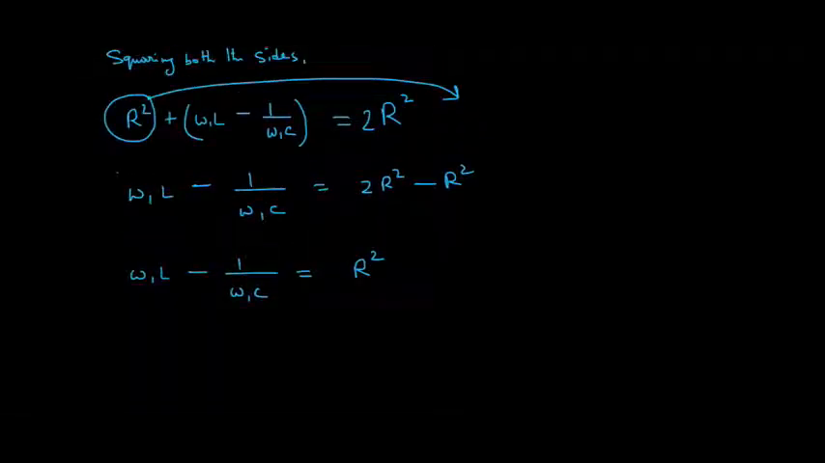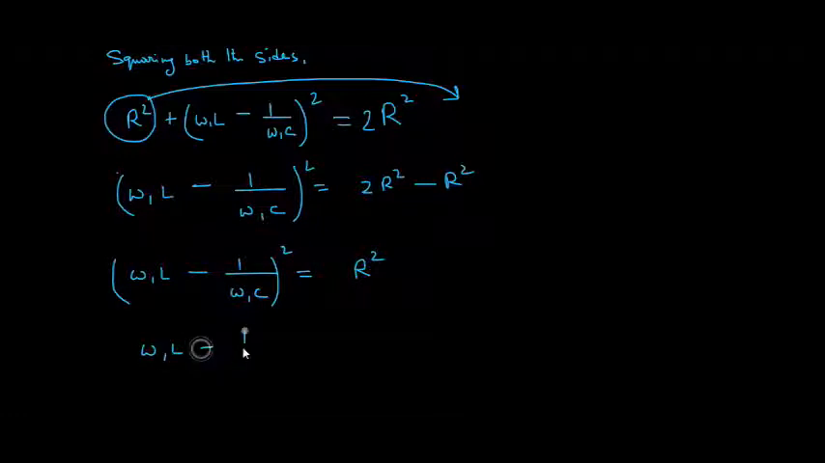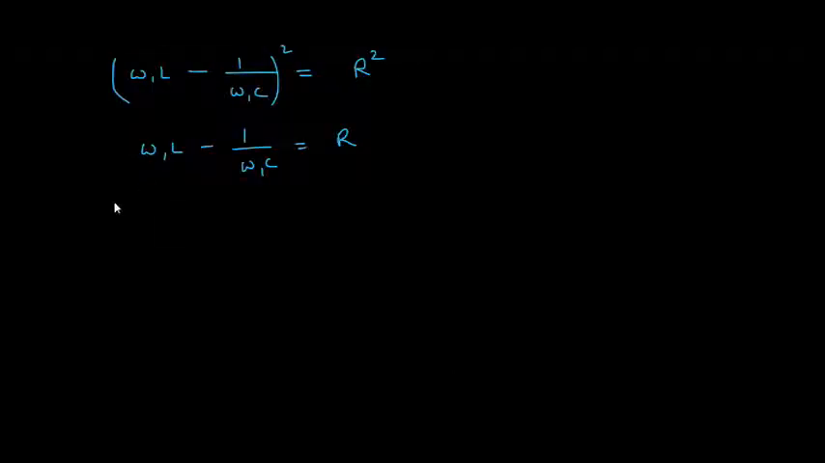We have made the square here. There is a square here, there was a square here, so we can write omega 1 L minus 1 by omega 1 C is equal to r. We got a relation for today's derivation.